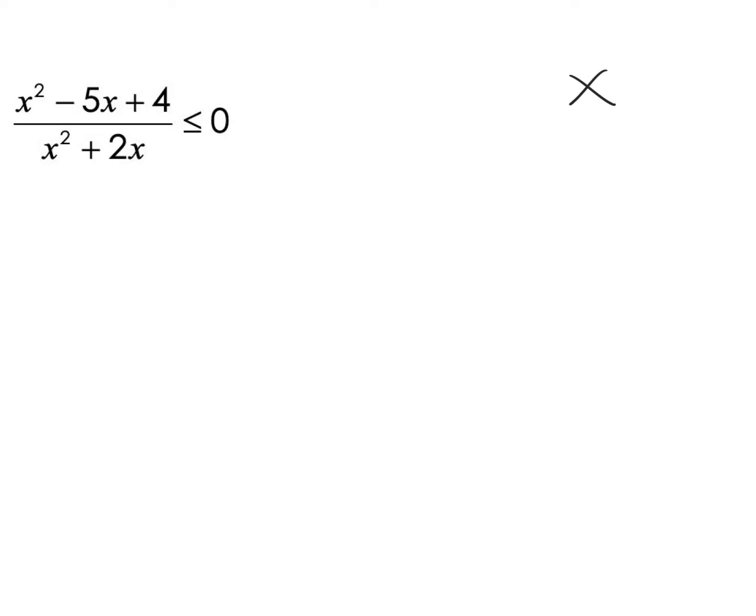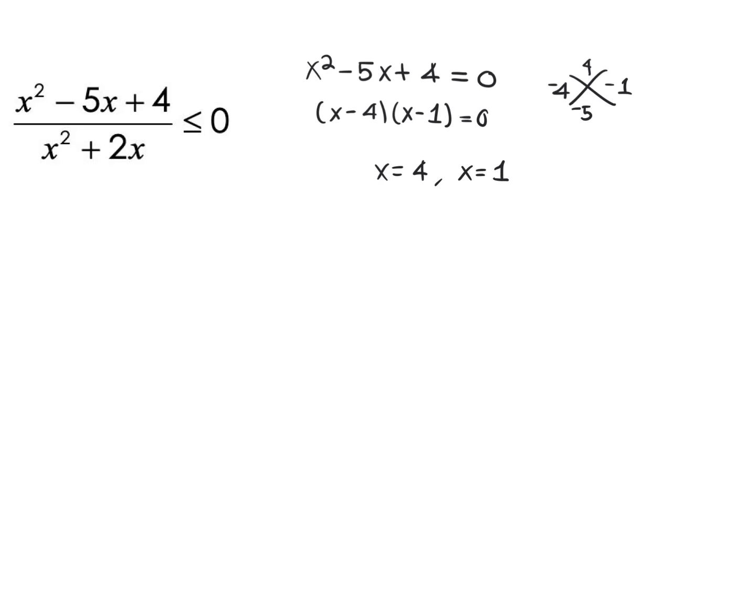So we need two numbers that multiply to 4 and add to negative 5. So that'll be negative 4 and negative 1. So we have a 0 at x equals 4 and x equals 1. And then we're going to set our denominator equal to 0. So we get x times x plus 2 equals 0. So x equals 0, or x is negative 2.